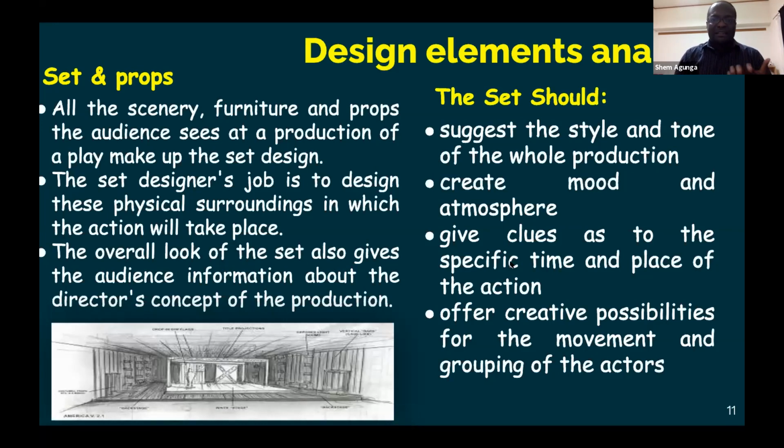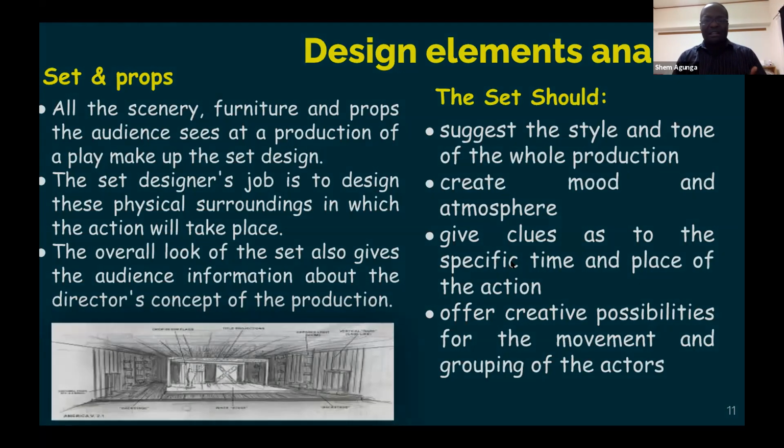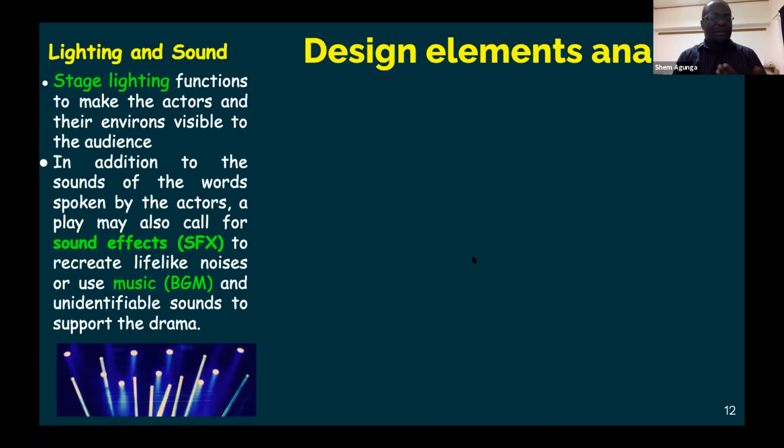The second design element that we are looking at is lighting and sound. And here we look at stage lighting. We're looking at the functions being to make the actors and their environs visible to the audience. The most important function of lighting on stage, first, is to make sure that the actors are visible. Secondly, it is to bring in the aesthetic value and to communicate symbolism on stage in different areas here and there.